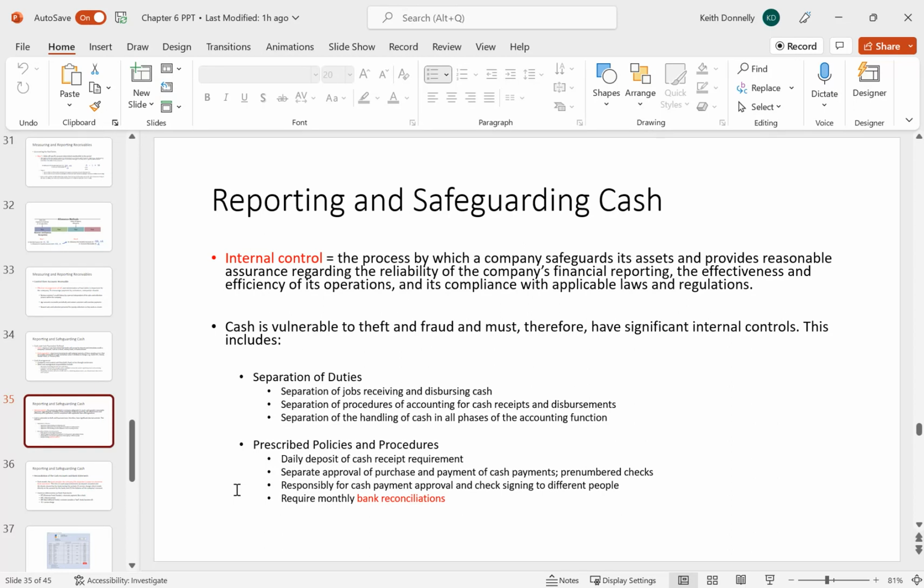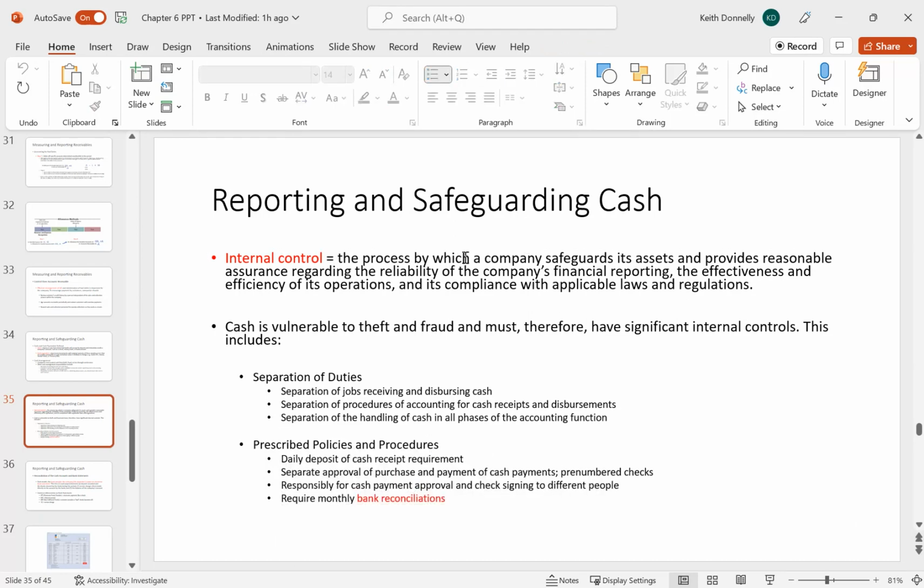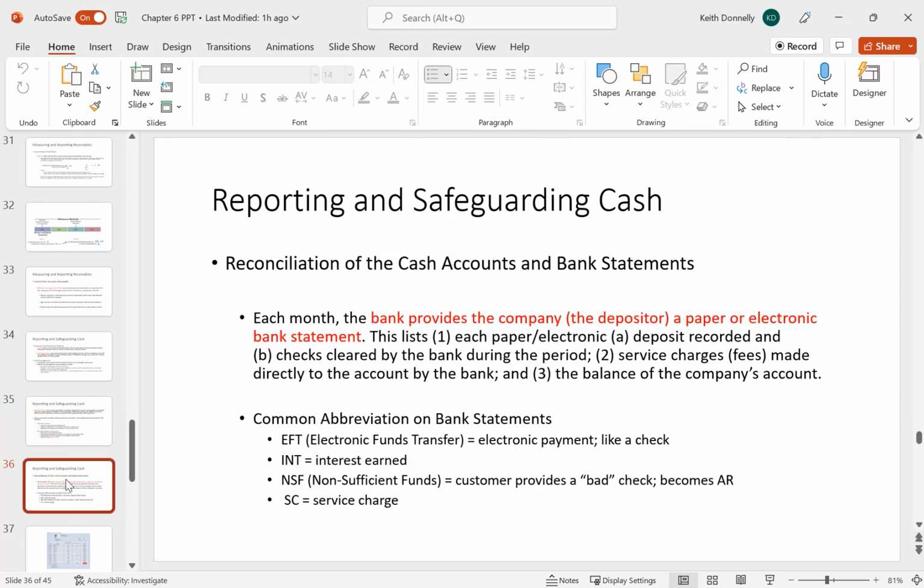Some other things you can do are daily deposits, right? Go to the bank daily, drop off the cash from the business. Have separate approval processes for purchases and payments. Use things like pre-numbered checks. The big one here is bank reconciliations, right? You can require these. That's a good internal control for reporting cash.